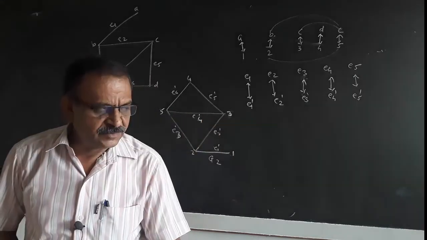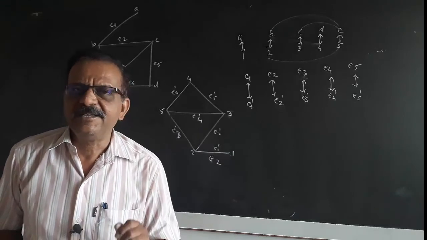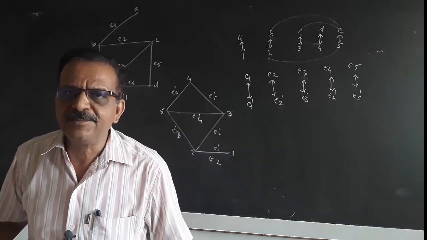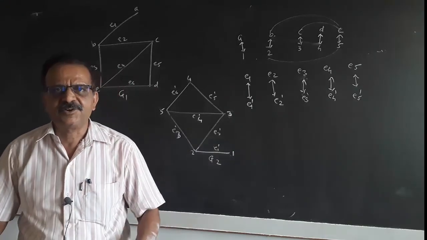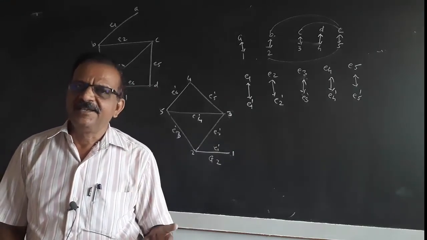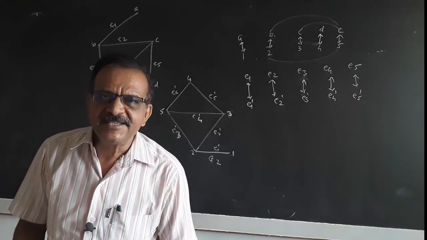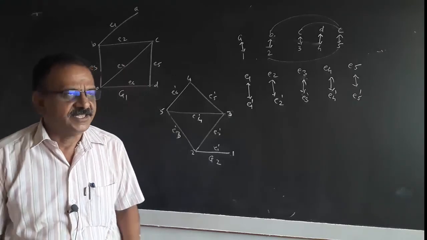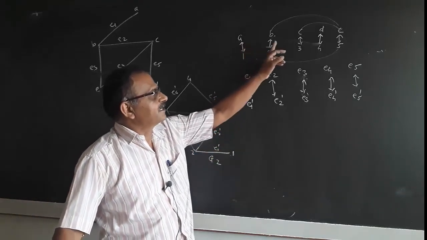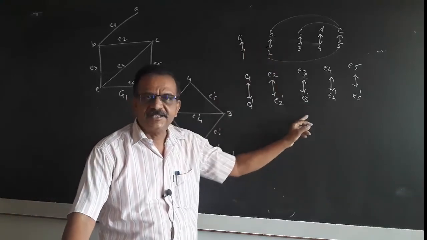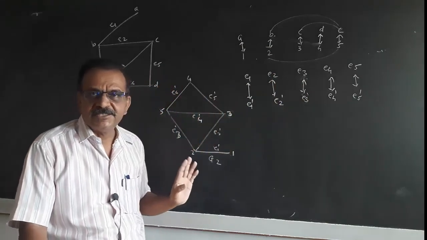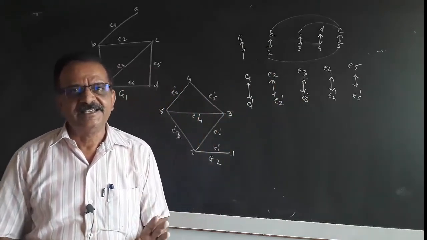Hence, by the definition of isomorphism of graphs, what is the definition? The two graphs G1 and G2 are said to be isomorphic if there is a 1-to-1 correspondence between the vertices, 1-to-1 correspondence between the edges, such that the incidence relationship is preserved. Here we have shown a 1-to-1 correspondence between vertices, a 1-to-1 correspondence between edges, such that their incidence relationship is preserved, and hence these two graphs are isomorphic.